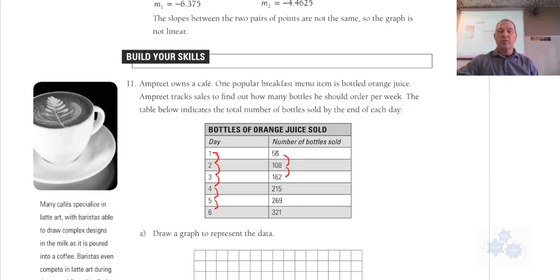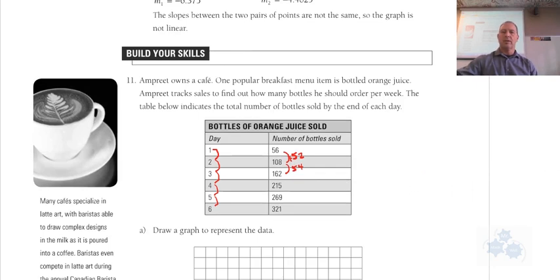So what's the difference? 56 and 108, what's that? That's going to be about 52. Okay, so that goes up by 52. What about 108 and 162? That's going to be what? Oh, that's 54. Do you see how these are not the same? So that means this is going to go up by 52, and then it's going to go up by 54, you see? So it's not going to be linear. And that's a quick way that you can tell.